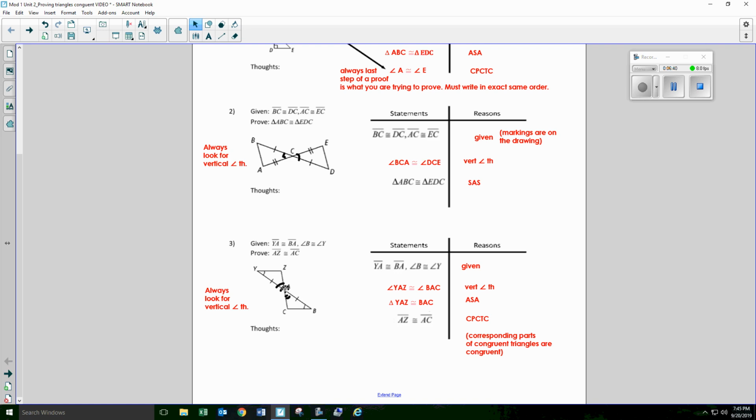Well, again, I see the vertical angle theorem. So again, I'm going to put that in there. So I make sure I name it in corresponding order. I'm doing Y, A, Z. So it's 1, 2, 0. So 1, 2, and 0. BAC right here, vertical angle theorem.